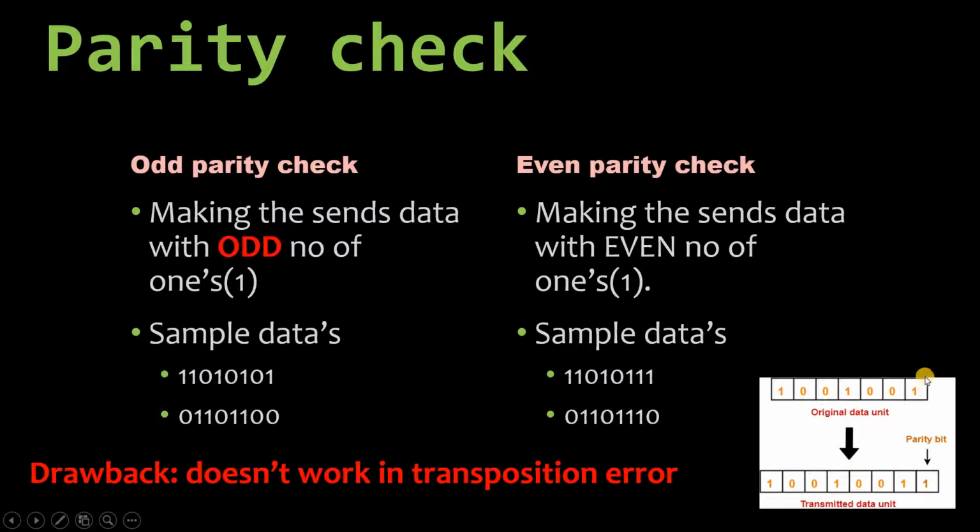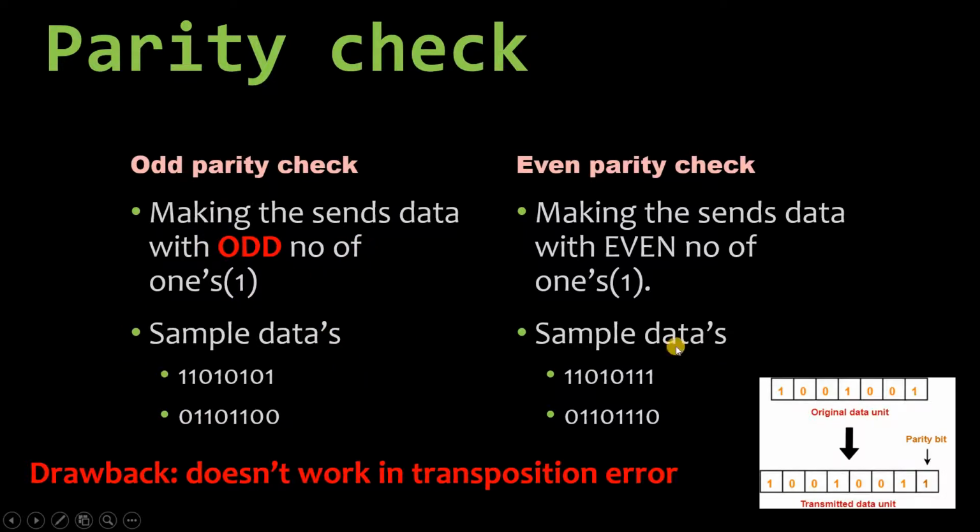With the actual data, an additional bit will be added. Whether it is on the right side or the left side is not a problem. An extra bit will be added with the actual data. That bit is known as the parity bit. This ensures the data is transmitted correctly, and it uses two types of parity check: odd parity check and even parity check. Even parity makes an even number of ones, odd parity makes an odd number of ones.